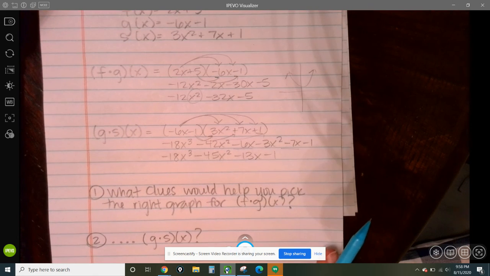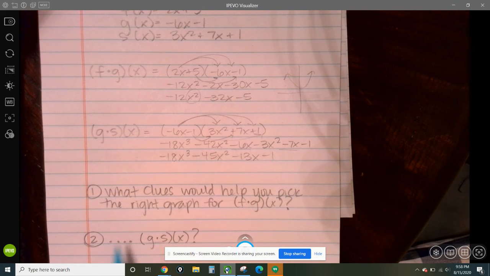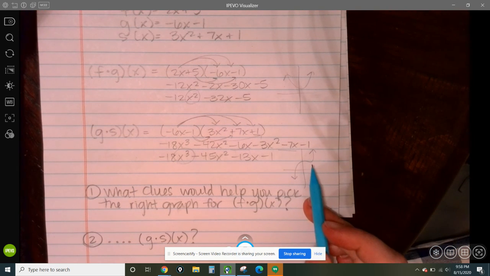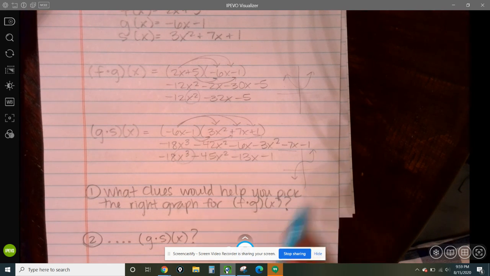Then they would ask you the same question for g times s. What clues would help you pick the right graph? The clues would be that now we have an x cubed, and so our graph is going to look like an x cubed graph, something like this. Of course, it can be taller or skinnier, all of the different shapes, but it's going to have this cubed shape to it. This is what the graph of x cubed looks like. What clues would you look for? Those are the sorts of things that you're looking for. Give as many details as you can. You can use pictures or words or whatever you need to do to describe it. That's how you do the discussion for Unit 4.